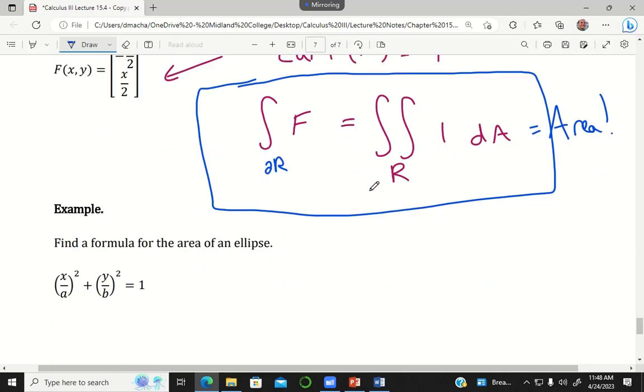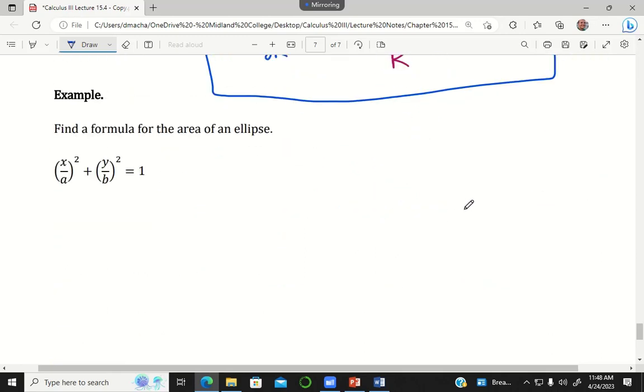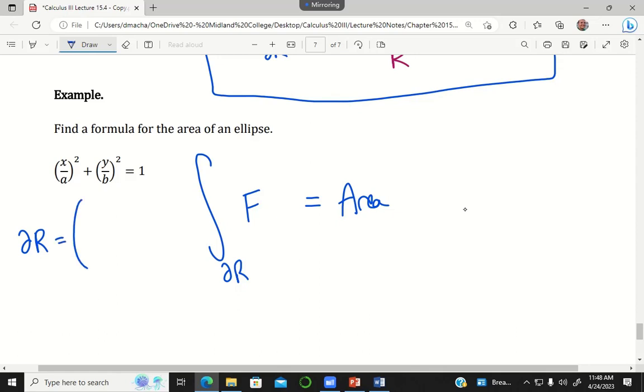So if we wanted to find the formula for the area of an ellipse, and this is the equation for an ellipse, what we could do is take the path integral around the boundary of the ellipse of this vector field, and that's going to be equal to the area. So first of all, we have to parameterize what that curve is going to look like. And that curve is going to be a cosine t, comma b sine t.